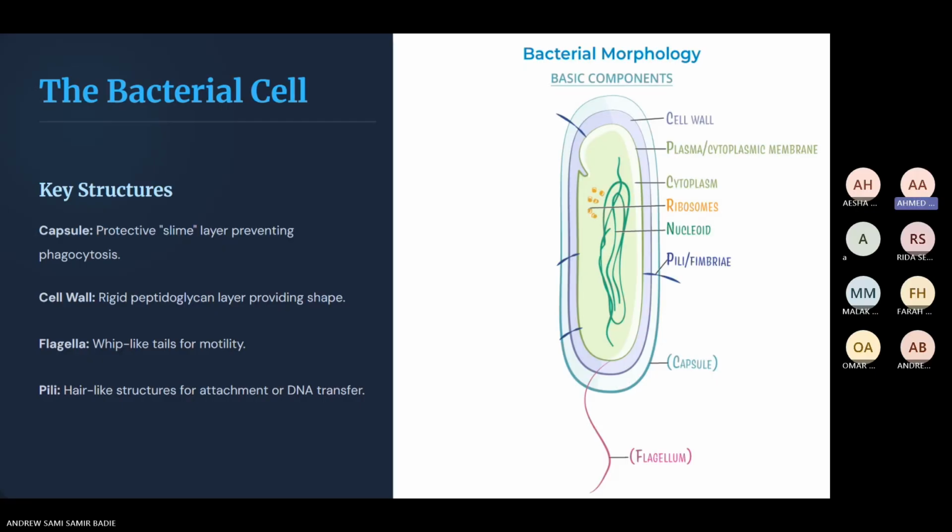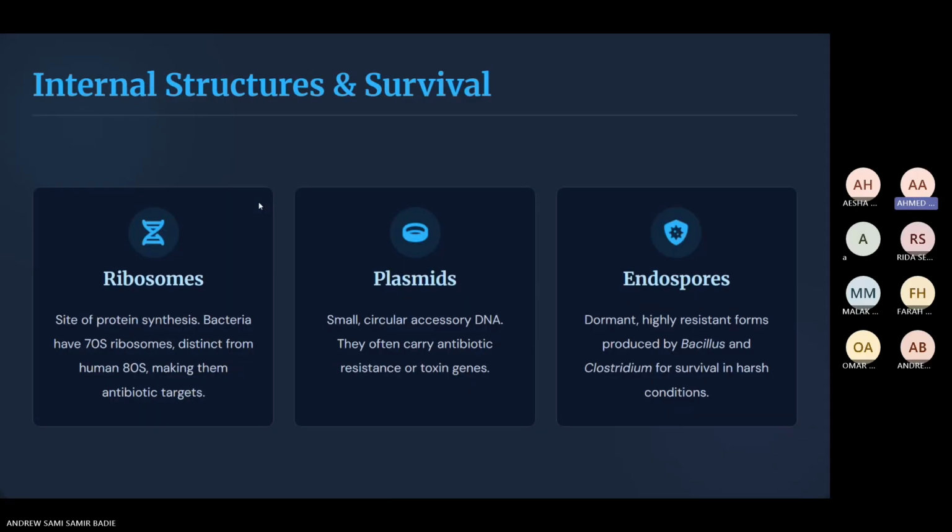So let's talk about the internal structures and survival of the bacteria. We have discussed what a ribosome is. The ribosomes are 70S in prokaryotes, which are bacteria. Moving on to the plasmids. Plasmids are small loops of accessory DNA. They are not essential for their daily life, but they are like additional powers for the bacteria. They can carry extra genes like antibiotic resistance and toxin genes.